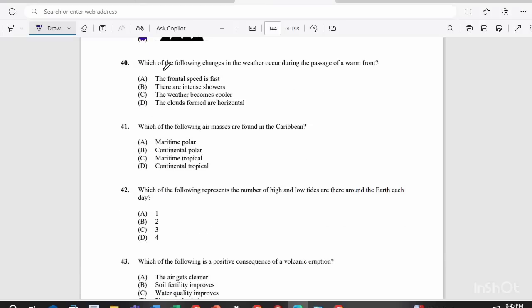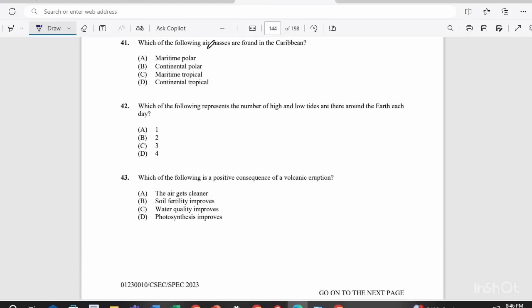Question 40. Which of the following changes in the weather occur during the passage of a warm front? Is it A, the frontal speed is fast, B, there are intense showers, C, the weather becomes cooler, D, the clouds formed are horizontal? The answer there is D, the clouds formed are horizontal.